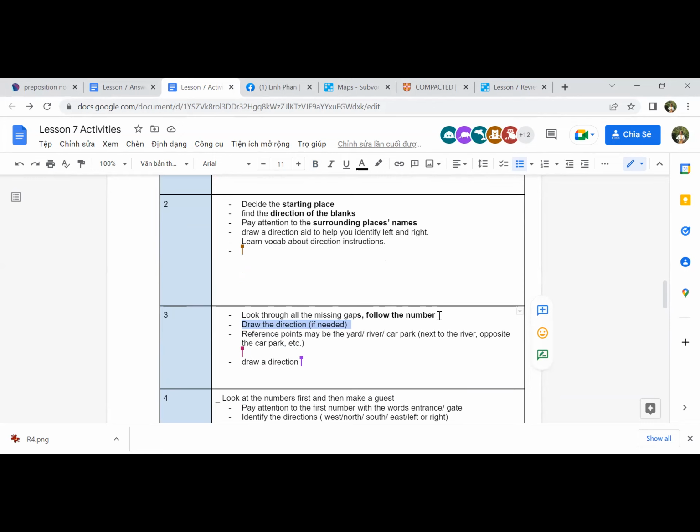Yeah, that means that in some maps they don't give you the compass, the direction. So you should identify this. It may help in your listening. And as you said before, sometimes if they don't give you the compass, they may give the direction: left, right, something to the right.